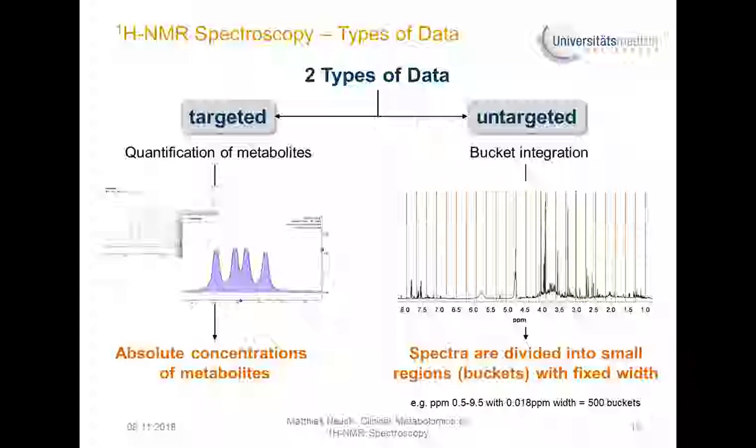We have the targeted way and the untargeted way. As I already mentioned, in the targeted way, we have the absolute concentration of the spectra, and we can quantify metabolites. So for further statistical analysis, this is a more or less established way to use these analytes as in classical clinical chemistry. And on the other side, the untargeted approach.